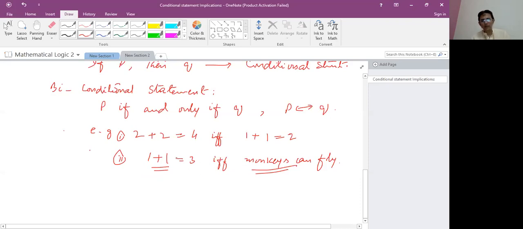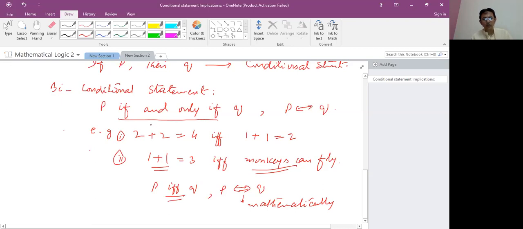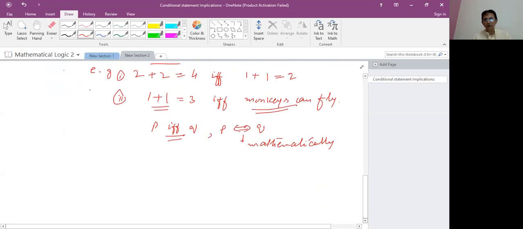It means the first statement is related to the second statement: P if and only if Q. In English language we write P iff Q, or P if and only if Q, but mathematically it is P implies Q in this form, or it is in this form. Both are mathematical forms.